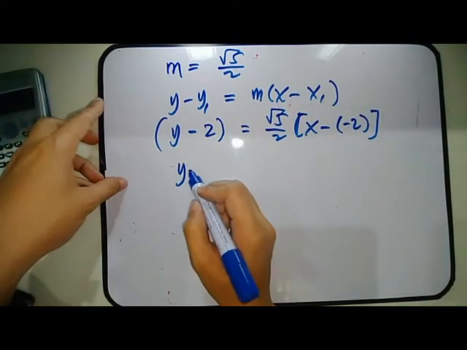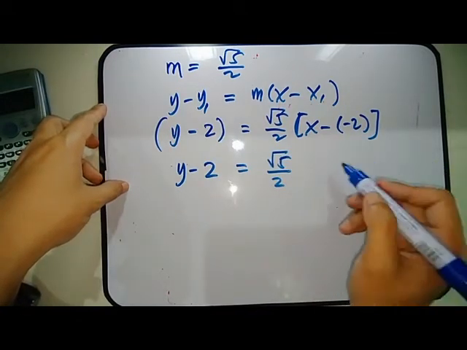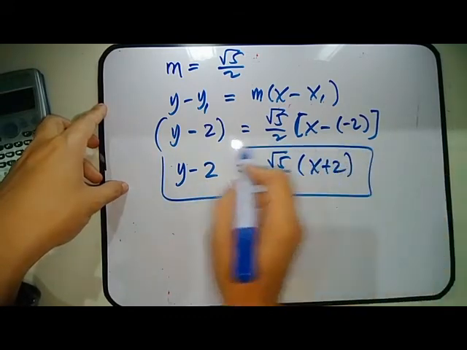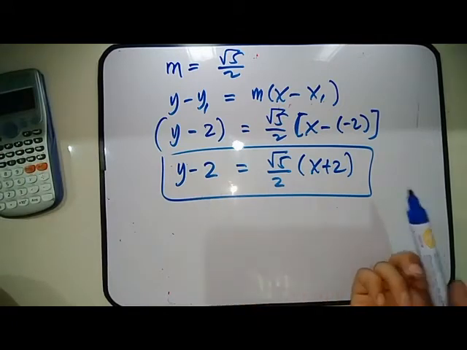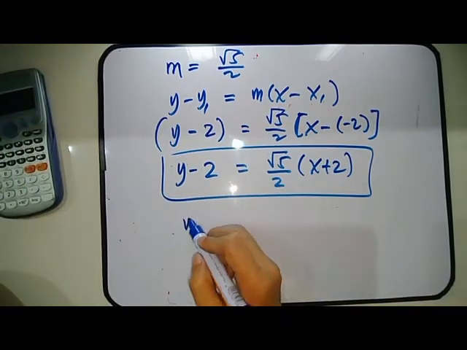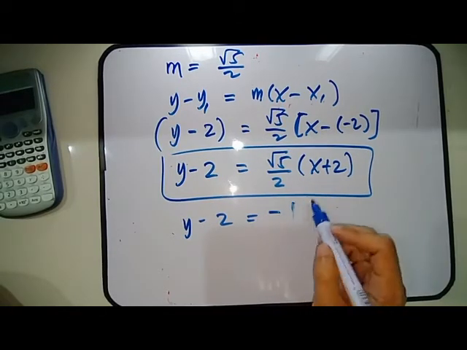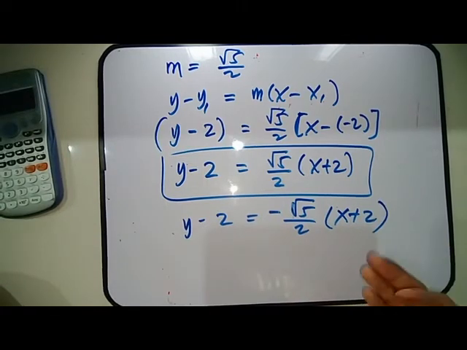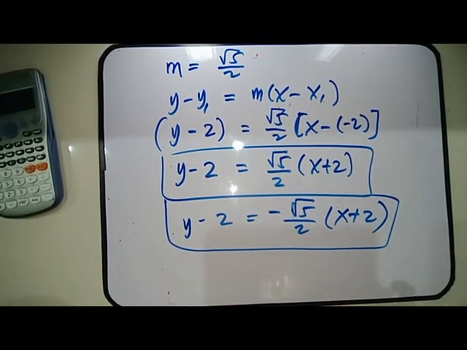We have y minus 2 equals, so, square root of 5 over 2, we have x plus 2. So, ito yung equation, guys, nung asymptote natin. Right form. So, ito na yung form natin. So, yung isa, y minus 2 equals, so, negative naman siya, square root of 5 over 2, kasi, it is projected to the left. So, dalawa yung asymptote.